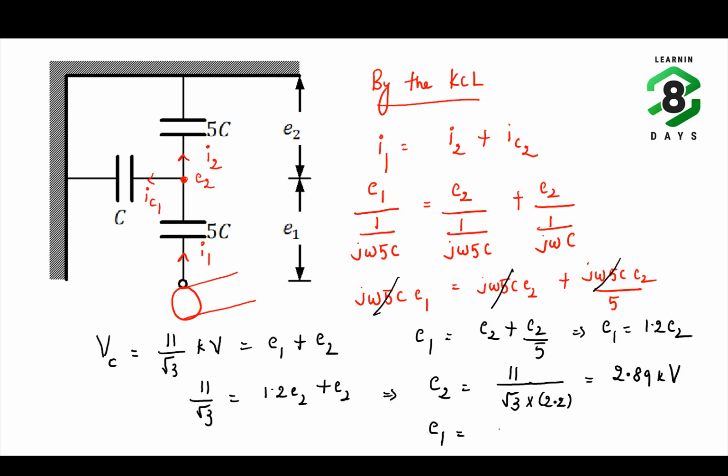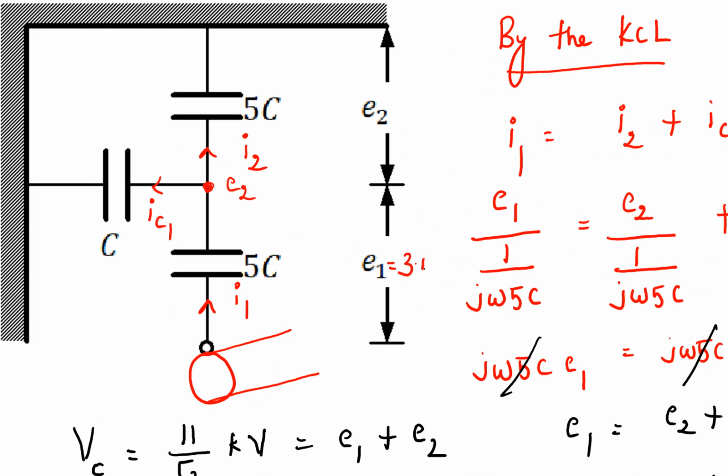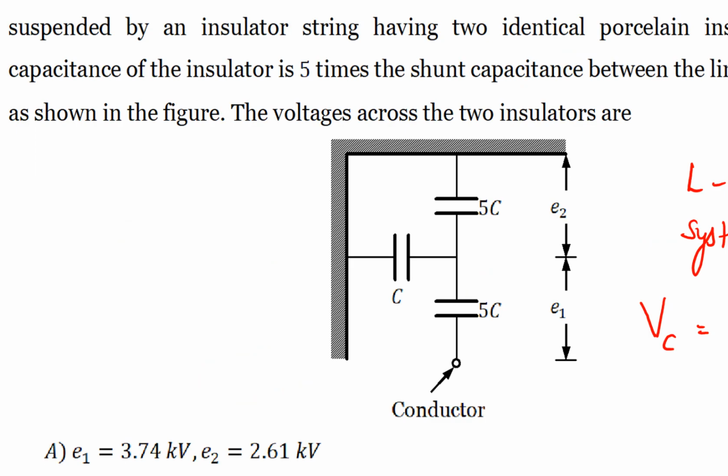What is E1 value? E1 value is equals to 1.2 E2, this is 1.2 into 2.89, 3.46 kV. So E1 value is 3.46 kV, E2 value is 2.89 kV. So what is the right option? B is the right option.